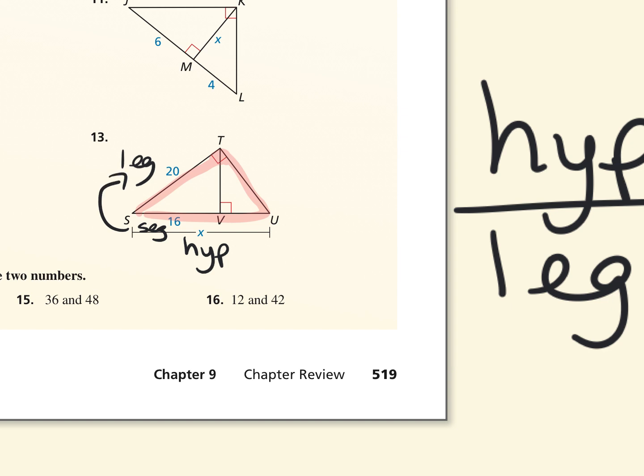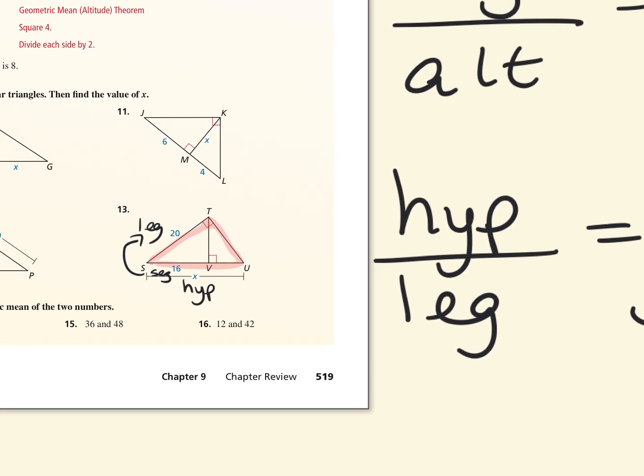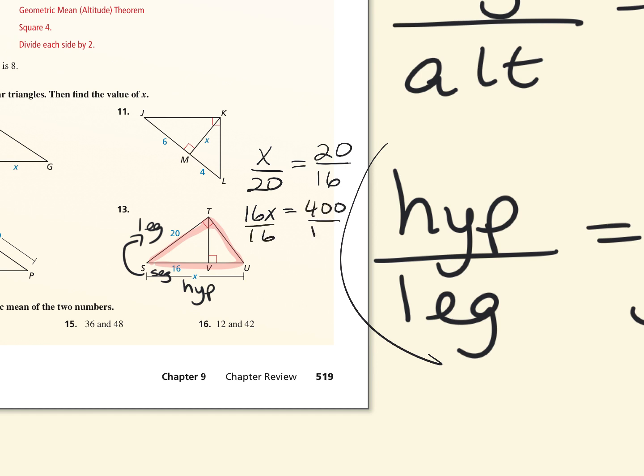So when I go to fill this in, I'm doing this proportion: hypotenuse over leg, which is 20, same leg, 20 over its SOHAL. So 16 times X, 20 times 20 is 400, divide by 16, and 400 divided by 16 is 25.